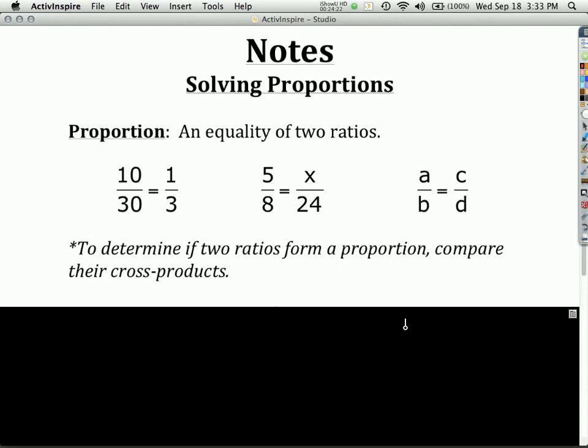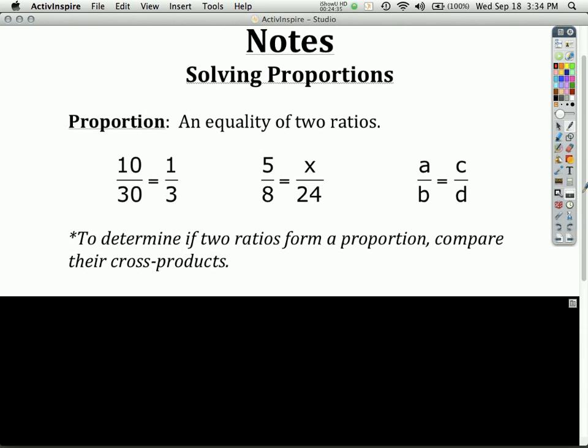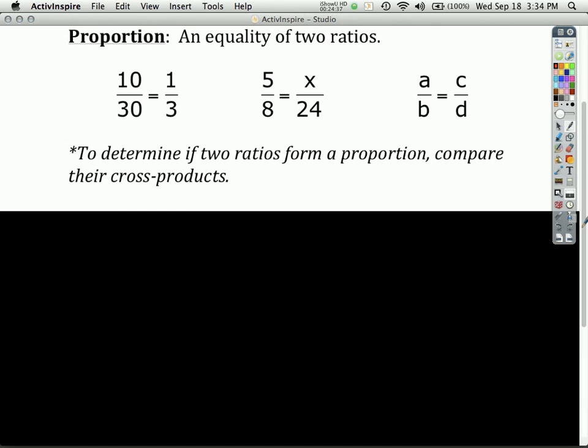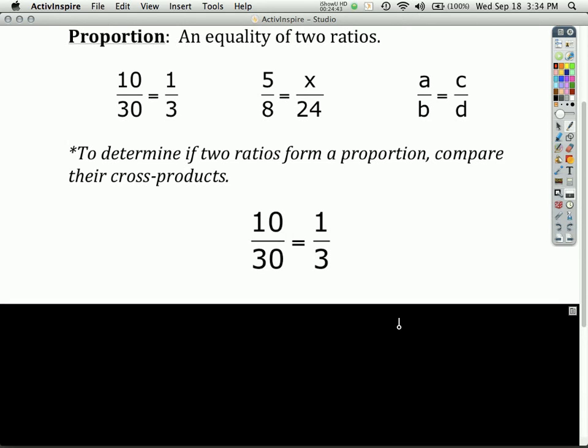Good. Now, to determine if two ratios form a proportion, you compare their cross products. It's a term you should have heard in the past, but if you don't recall or you never learned it, I'm going to explain how to find a cross product. And I'm going to use one of the proportions from above as my model.